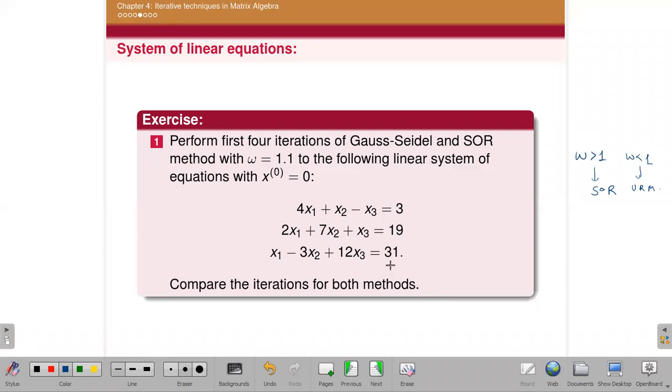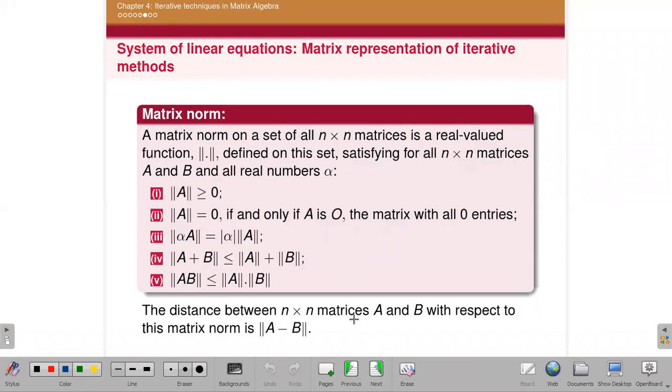So next we have this matrix norm. Actually, we have used the vector norm. So now we will discuss the matrix norm also. Means how to find the distance of a matrix A with the zero matrix. Actually, matrix norm defines the magnitude of the matrix only, nothing else. So a matrix norm on a set of n cross n matrices is a real valued function. It is also a function defined on this set satisfying all the n cross n matrices.